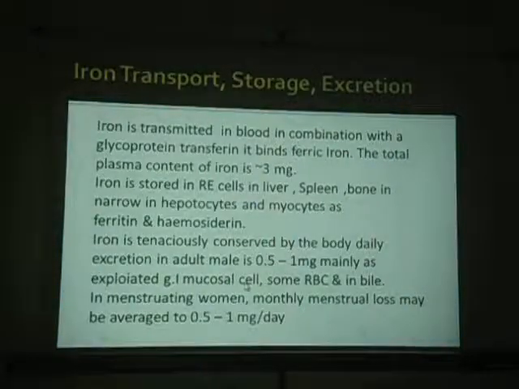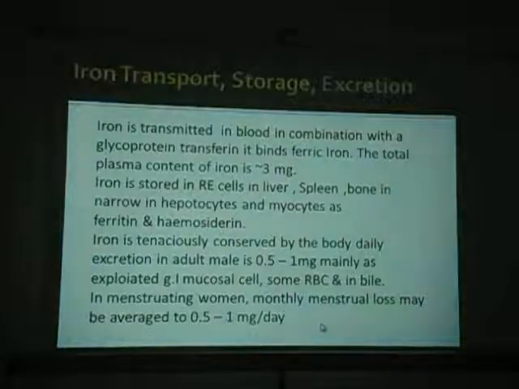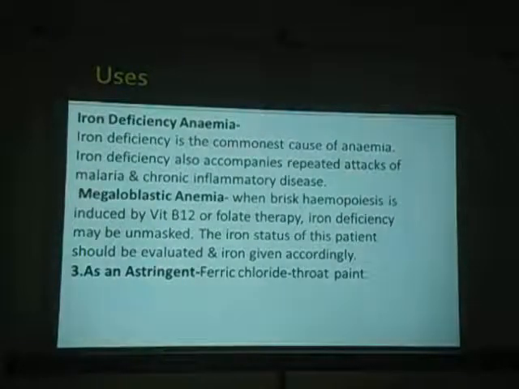So in menstruating women, there can be loss of about 0.5 to 1 milligram per day. So females need more of this iron supplementation. Where we can use this, iron preparations are there in the form of ferrous sulfate, ferrous fumarate, ferrous ascorbate. These are the oral formulations. We have intravenous formulations such as iron dextran, iron sucrose, all these things are there. Okay, iron sorbitol, citric acid complex.